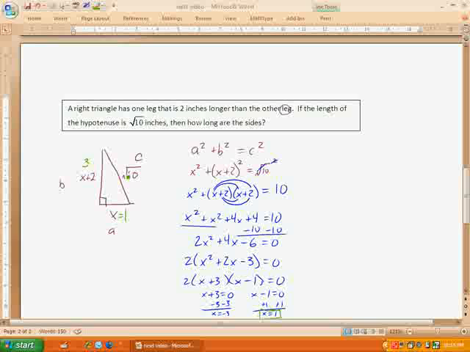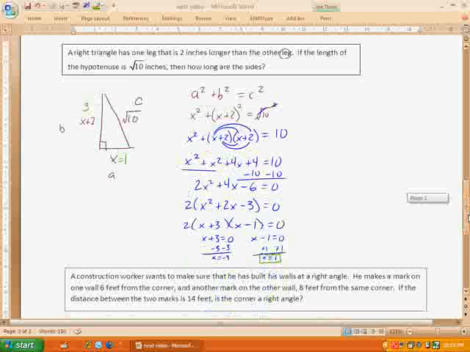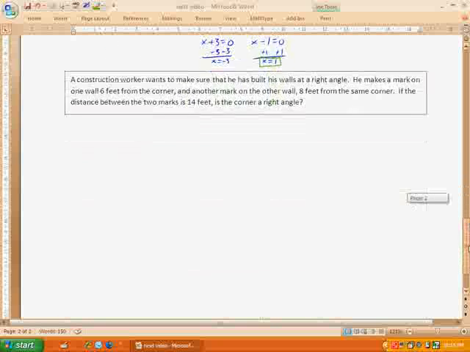Okay? So that was a little bit more difficult just because we had to do the whole quadratic function thing, and we had to combine the like terms and factor it. Okay? But again, something that you've done before, nothing overly difficult. Okay, let's look at one more example.